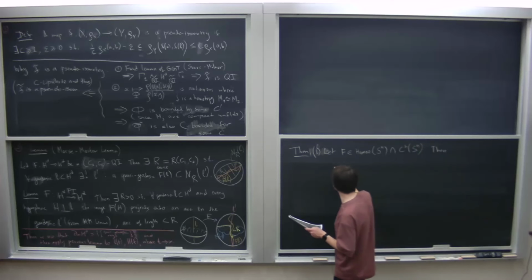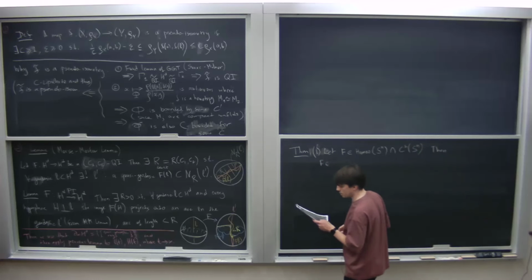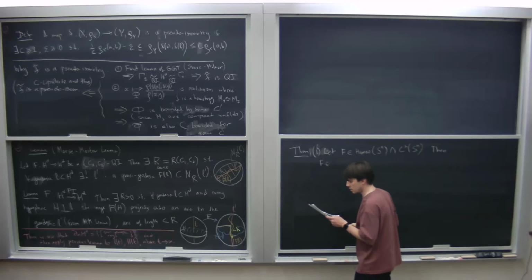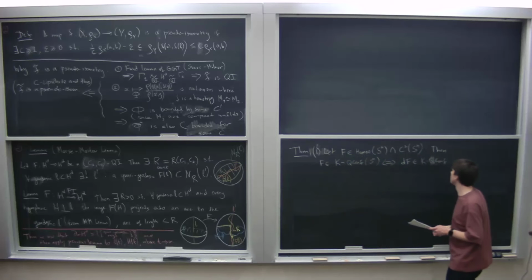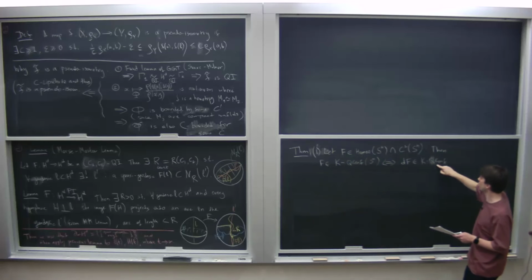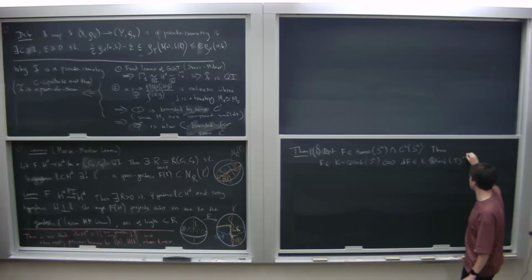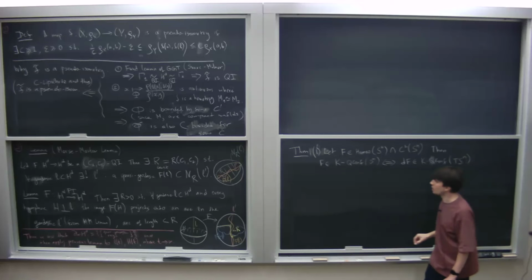Then f is, I will use the constant K, K quasi-conformal on S^n if and only if its differential is also K quasi-conformal on the tangent bundle of S^n, obviously. This is the first part.